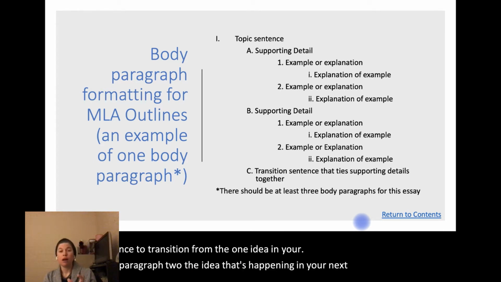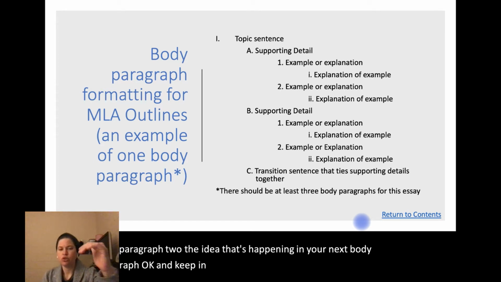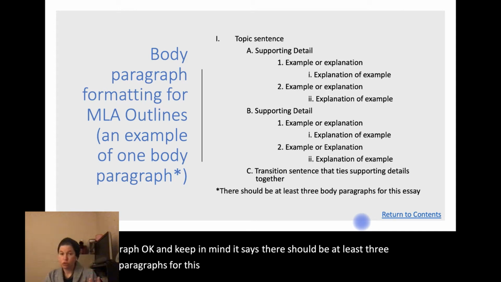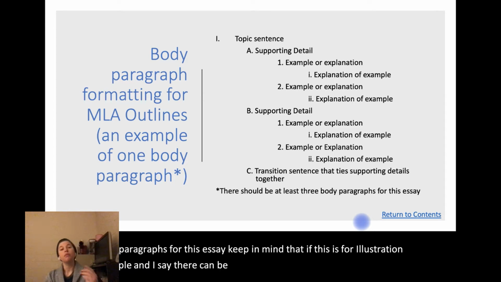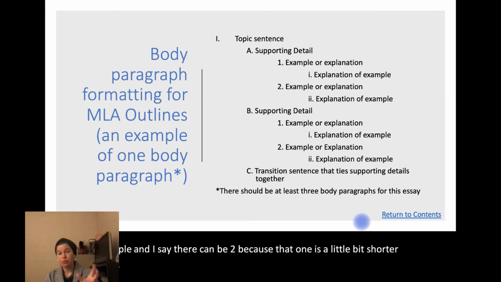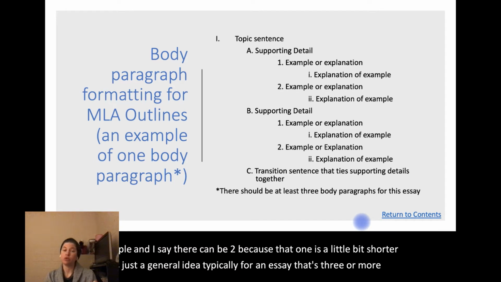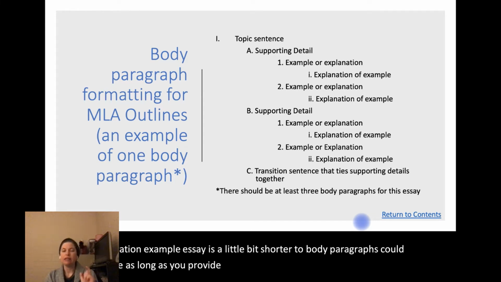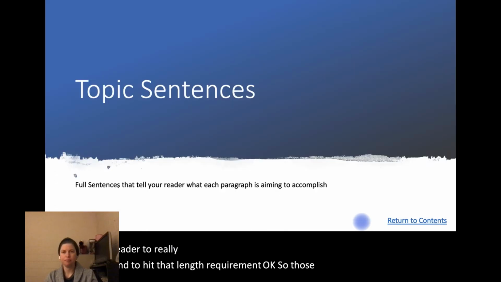Okay, and keep in mind, I know it says there should be at least 3 body paragraphs for this essay. Keep in mind that if this is for the illustration example essay, there can be 2, right? Because that one's a little bit shorter. This is just a general idea. Typically, for an essay that's 3 or more pages, you want to have at least 3 body paragraphs. Since the illustration example essay is a little bit shorter, 2 body paragraphs could suffice as long as you provide enough information for the reader to really see and to hit that length requirement. Okay, so those are the things to keep in mind.